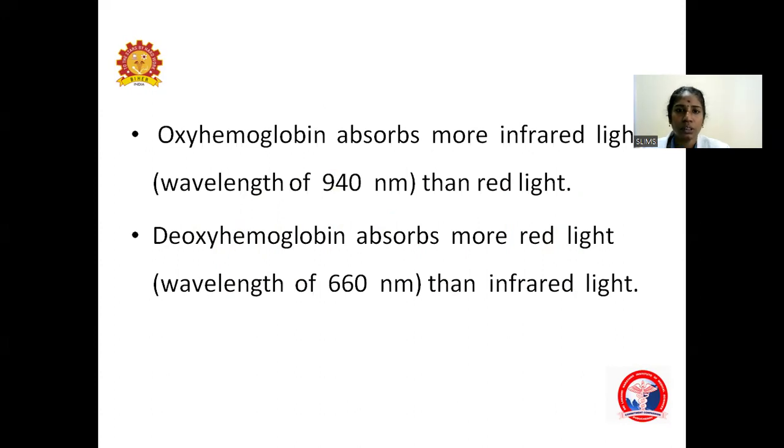So moving on to the next point. Oxyhemoglobin absorbs more of the infrared light than the red light. Similarly, deoxygenated hemoglobin absorbs more of the red light than the infrared light. So this is the alternate. That's why the absorption wavelength is 940 in the case of oxyhemoglobin, that is the infrared light, and 660 for the red light.